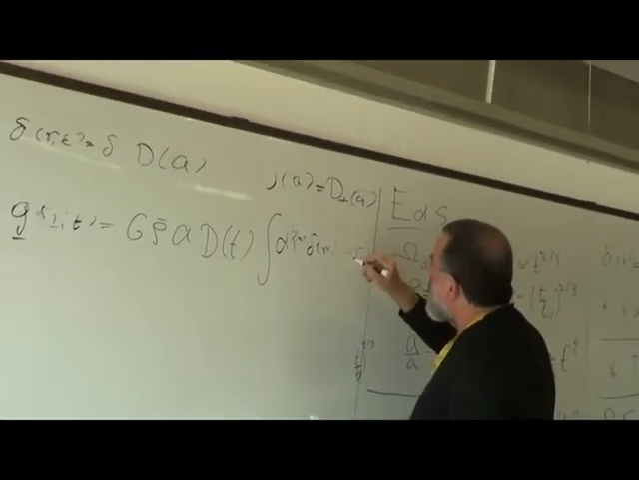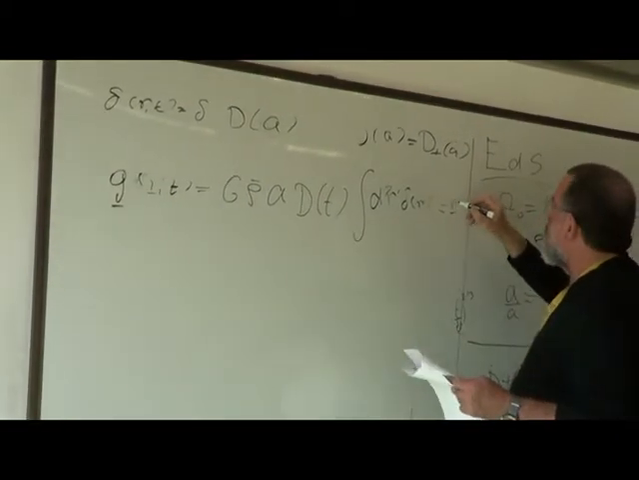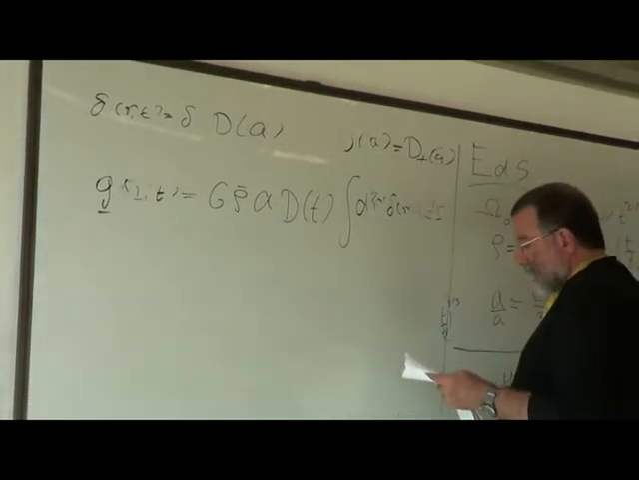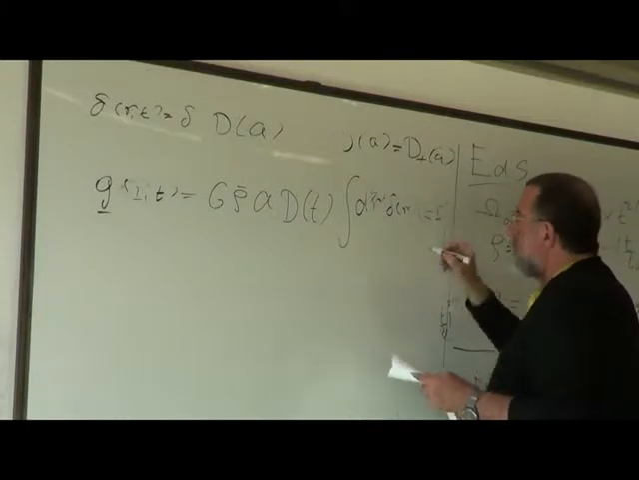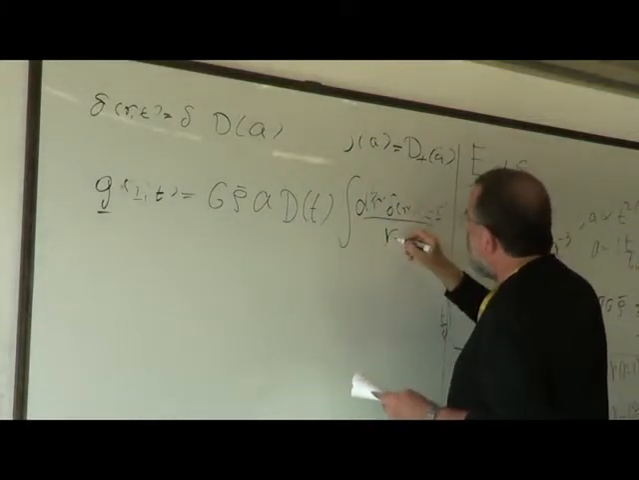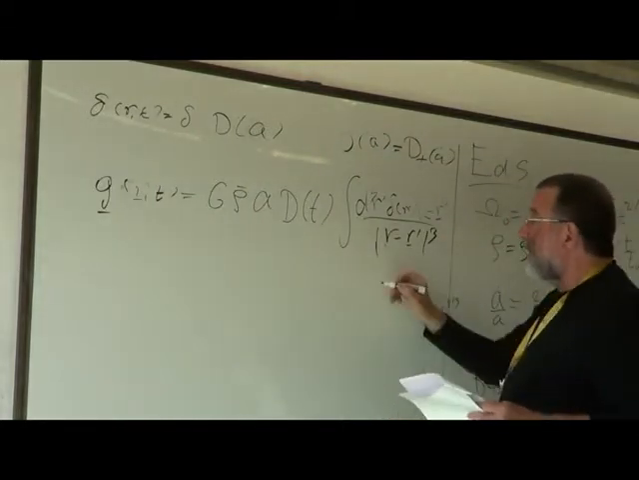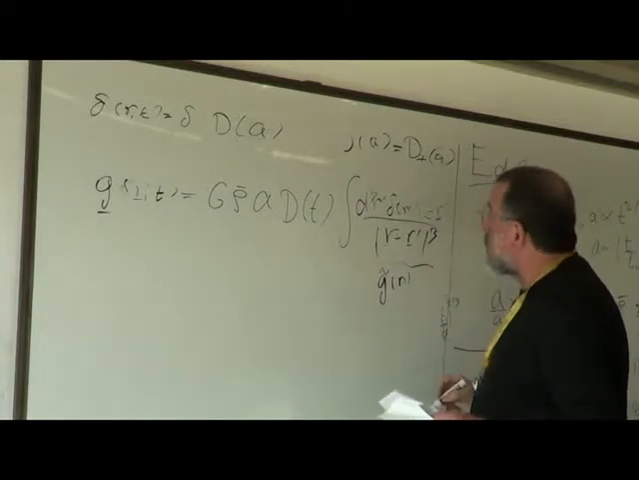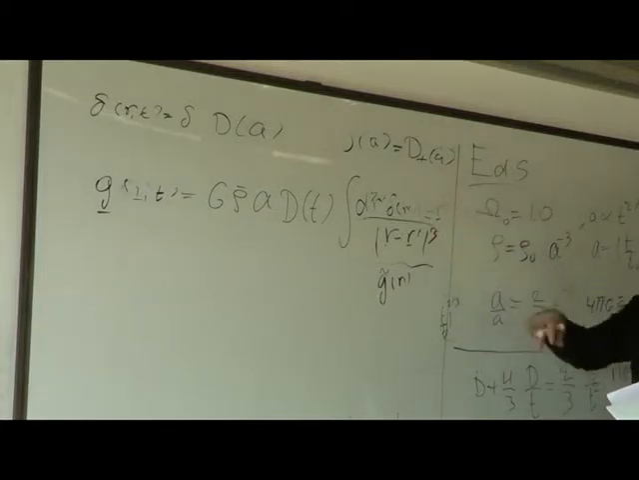r minus r, so that, never mind, and here, never mind, r minus r prime. So this is the gravitational acceleration without all the units and all of that. So this is a dimensionless quantity.